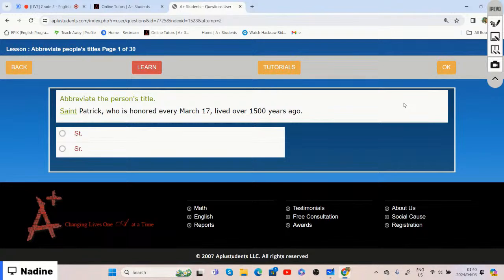We are done in 5 minutes time. Saint, is it ST Patrick or SR Patrick? Saint Patrick, who is honored every March 17, lived over 1,500 years ago, or 1,500 years ago.